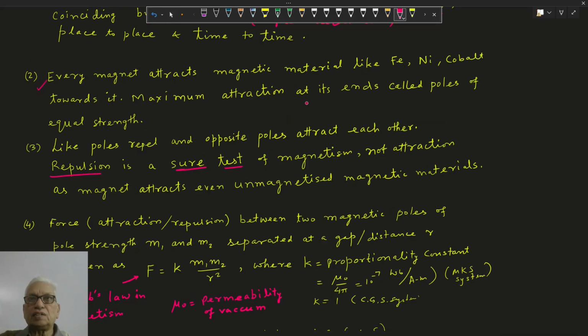Every magnet attracts magnetic material like iron, nickel, cobalt towards it. Maximum attraction is at the ends. These are called poles of equal strength, North Pole and South Pole. Like poles, north-north and south-south, repel, and opposite poles attract each other. Repulsion is a sure test of magnetism, not attraction, because a magnet attracts even unmagnetized magnetic material.